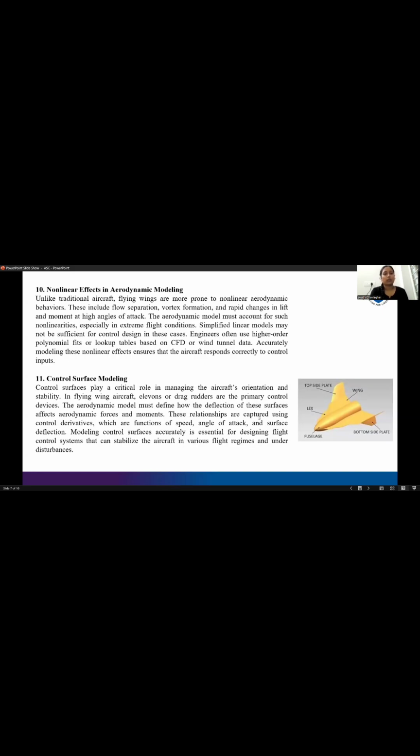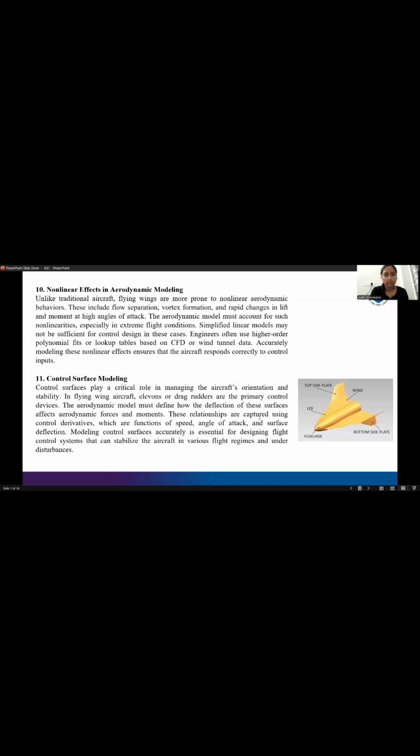Nonlinear effects in aerodynamic modeling. Unlike traditional aircraft, flying wings are more prone to nonlinear aerodynamic behavior. This includes flow separation, vortex formation, and rapid changes in lift and moment at high speed and high angle of attack. The aerodynamic model must account for such nonlinearities, especially in extreme flight conditions. Simplified linear models may not be sufficient, and for control design in these cases, engineers often use high order polynomial fits or lookup tables based on CFD or wind tunnel data. Accurately modeling these nonlinear effects ensures that the aircraft responds correctly to control input.